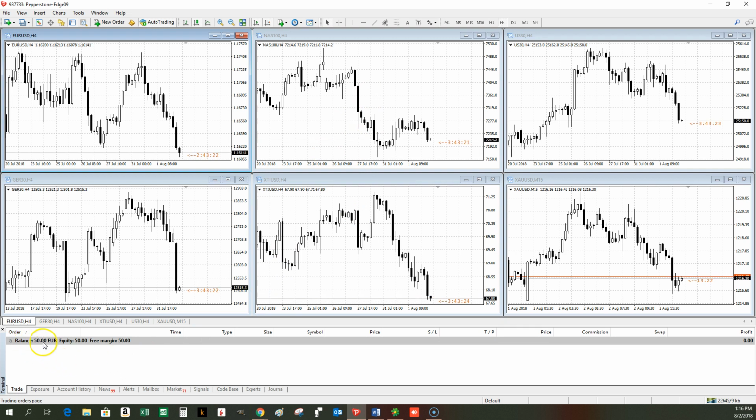Now, let's go back to this account. As you can see, the balance is 50 euro. And what I want to show you right now is a scalping live session.